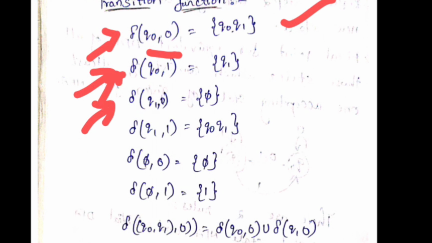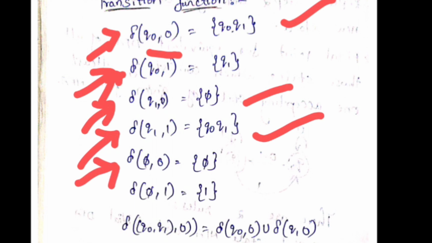Next, Q1 comma 0 moves towards, we don't have any state, so we need to write phi. Next, Q1 comma 1 moves towards Q1 Q0. Next, we need to write phi also with input symbols 0 and 1. So delta of phi comma 0, we don't have any states here, so we need to write phi only. Next, delta of phi comma 1, here phi comma 1 is nothing, so we write phi.